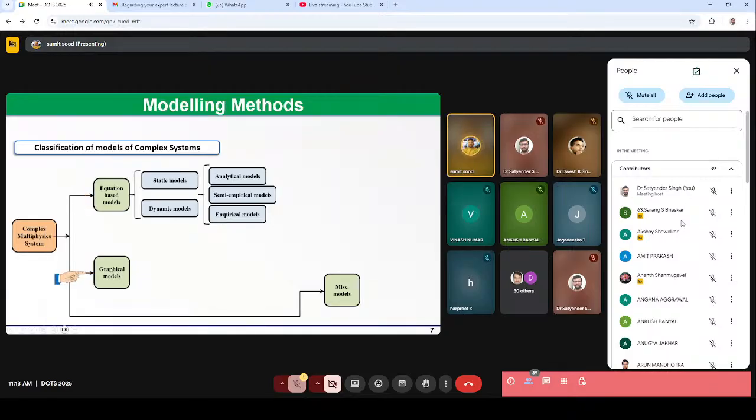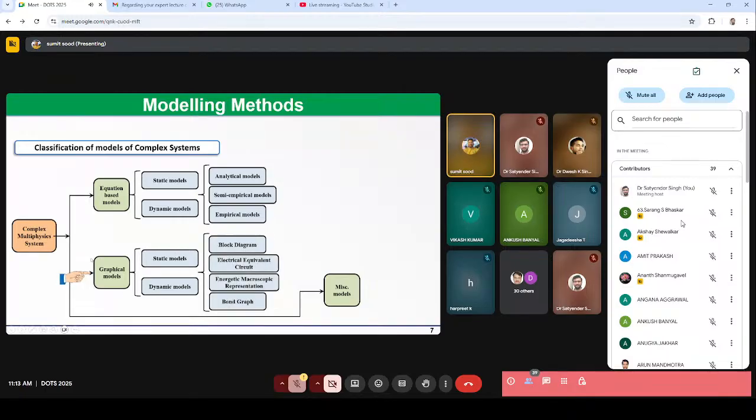Then there is another type that is called the graphical models. In this, the models that are developed, you can see them in the form of a graph or in the form of an image, so they are very easy to interpret. There are different techniques that are used. Some of them are, for example, the block diagram representation in MATLAB Simulink, electrical equivalent circuit diagrams, and energetic macroscopic representations. This one is used a lot for EV systems, for electric vehicle systems. And then the one that we are going to discuss, the bond graph approach.